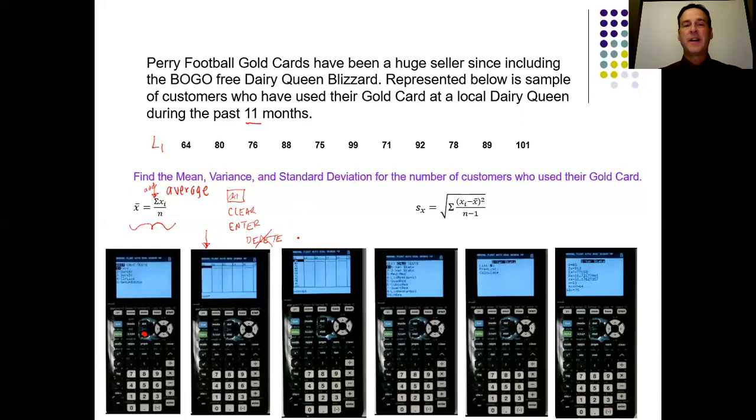Once these items are in my L1, I'm going to do the same procedure that I did before. I'm going to go to Stat. I'm going to scroll over one to Calc. And the first item that you see here is One-Var Stats.